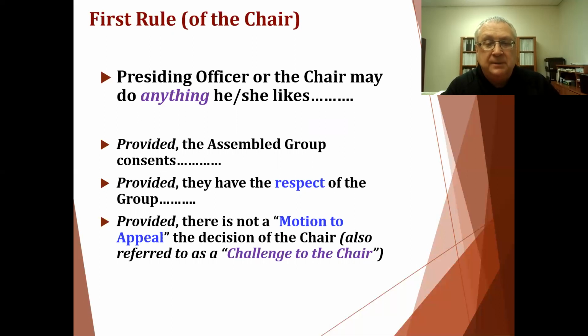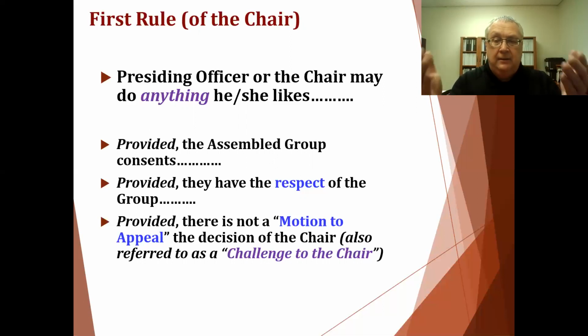They need to have respect from the floor, from the group, from the members. And if they take advantage of their position, they are always at risk that there's a motion to appeal. We're learning about this in episodes to come, in which if the motion is introduced, seconded, and passed, whatever decision made by the chair is reversed. And so this is also referred to as challenge to the chair.